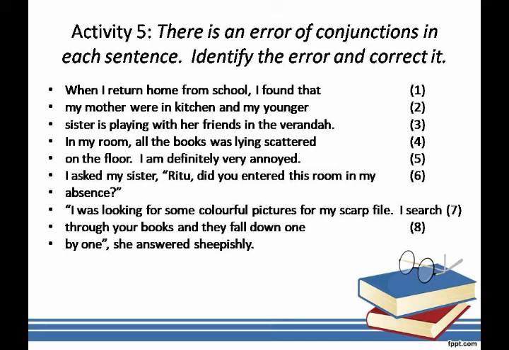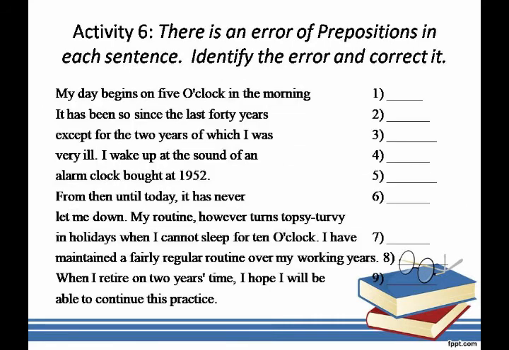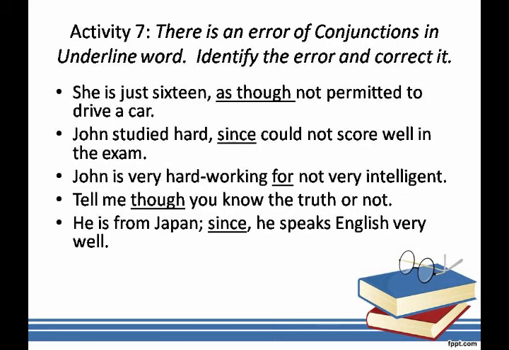In activity 6, there is an error of preposition in each sentence. Identify the error and correct it. In this activity again, there is an error of conjunctions in the underlined word. You have to identify the error and correct it. Remember, all these activities come with an answer key, but try to solve these activities in a rough notebook, write the answers and check your answers. You will come to know how much knowledge you have got related to editing.